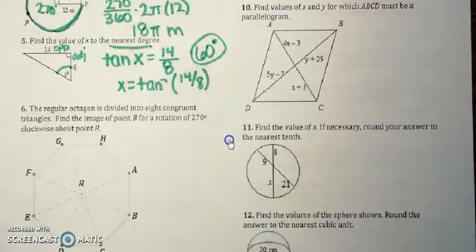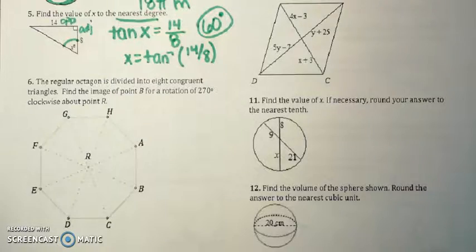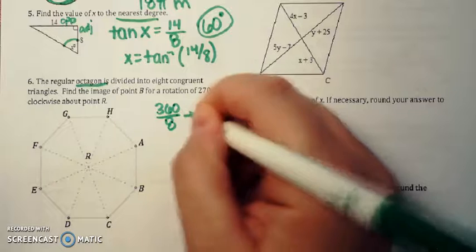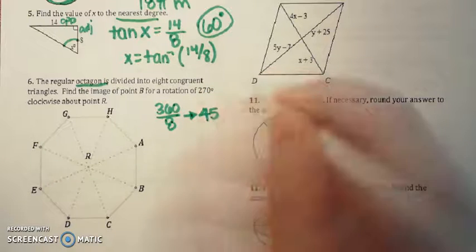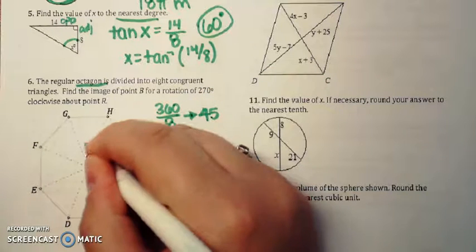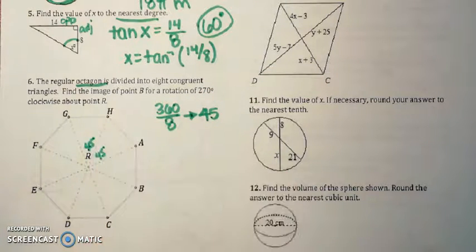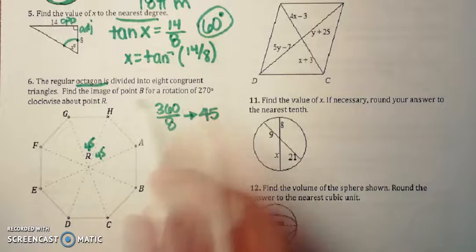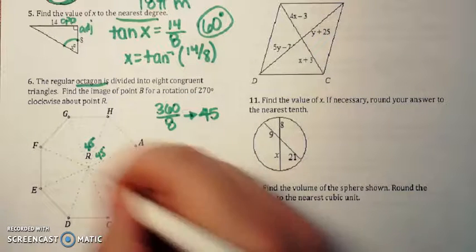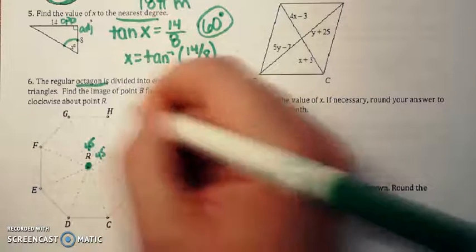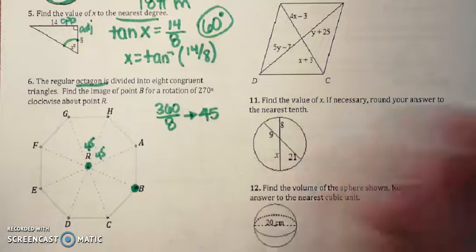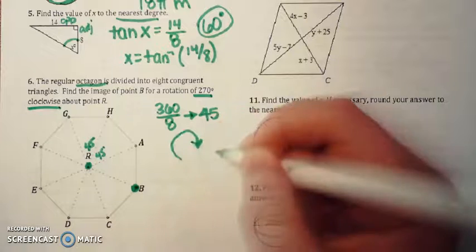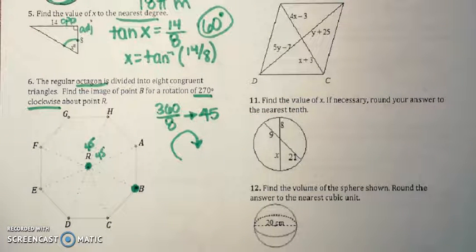For number 6, we have a regular octagon, so I'm going to take 360 divided by 8, and that's going to be 45. That's going to be each of these central angle measures here. We are going to start at point B, and we're going to rotate it about point R, which is the center. So we're going to rotate around the outside of the figure here. 270 clockwise.